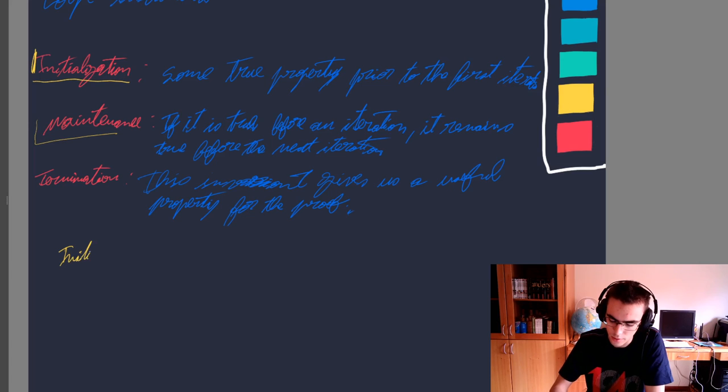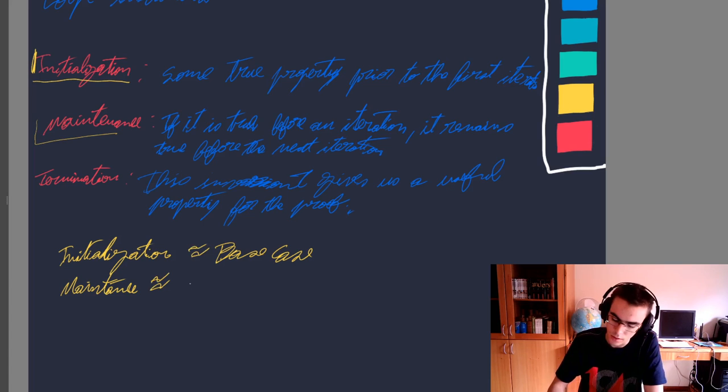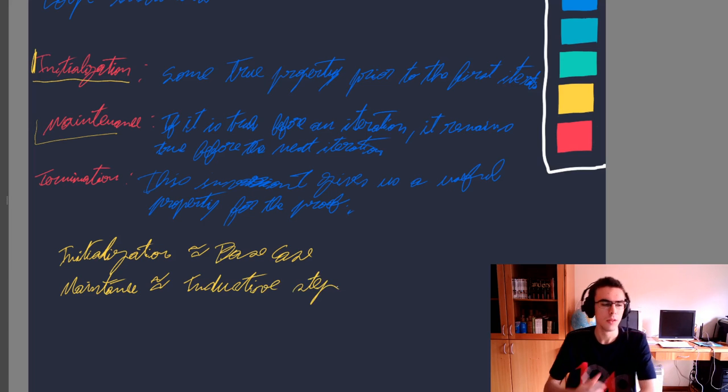This initialization is analogous to the base case of an inductive proof, and this maintenance step is pretty much analogous to the inductive step.